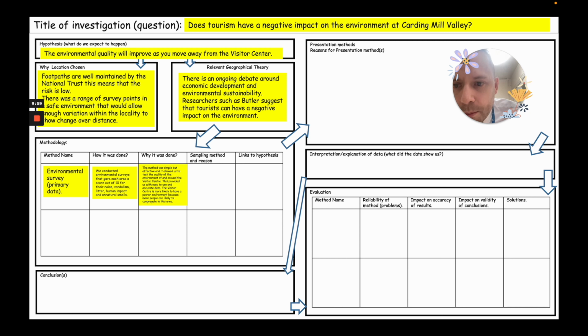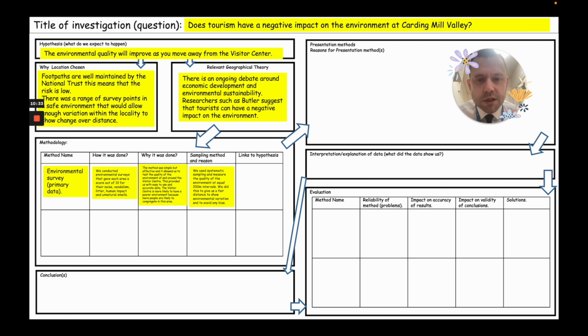Now, it says, the method was simple but effective, and it allowed us to test the quality of the environment at and around the visitor centre. The data that we got was easy to understand, and it should be accurate. The visitor centre is more likely to have a poor environment because more people are likely to congregate in this area. So our environmental surveys and the moving 200 metres away at a time is a perfect way for us to test the environment, isn't it?